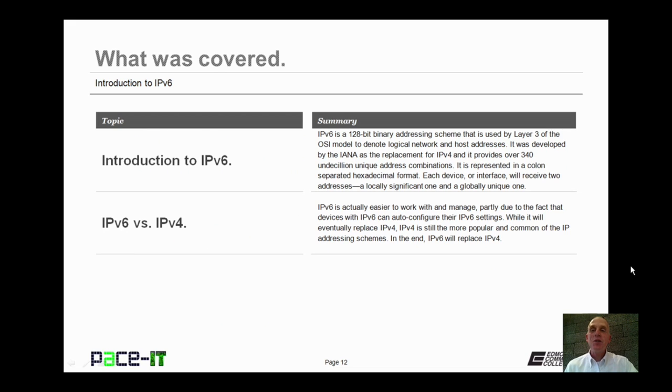Now that concludes this session on the introduction to IPv6. I began by introducing you to IPv6, and then I talked about some of the differences between IPv6 and IPv4.